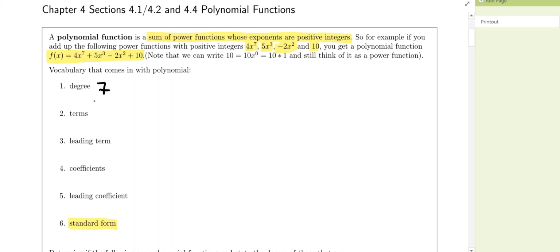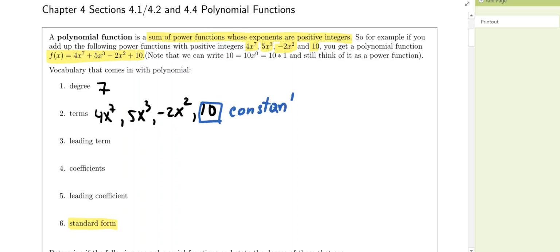The terms are each individual power function that is added to get the polynomial function. So the terms will be 4x to the 7th, 5x cubed, minus 2x squared, and then 10. This last one is called a constant term. And then the first one, 4x to the 7th, is called the leading term.